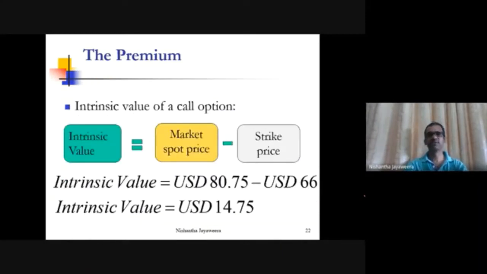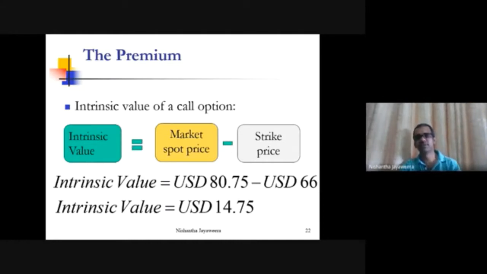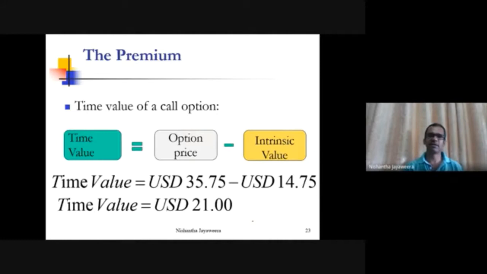So intrinsic value is equal to spot price minus strike price when the option is in the money. Remember, this is not true all the time. This is only if it is positive. So you get the intrinsic value of 14.75. Then the time value is, this is true all the time. Time value is option price minus intrinsic value. Time value is 21.